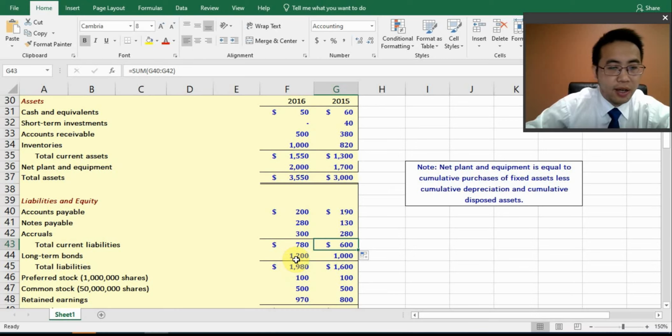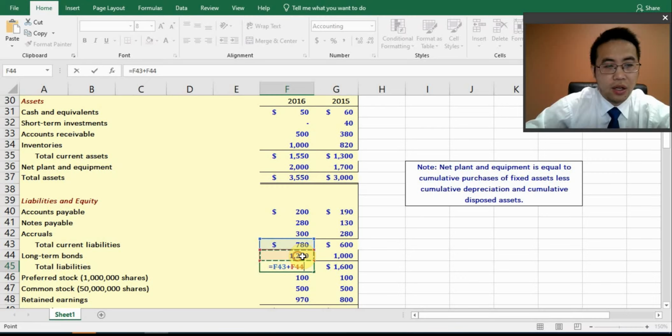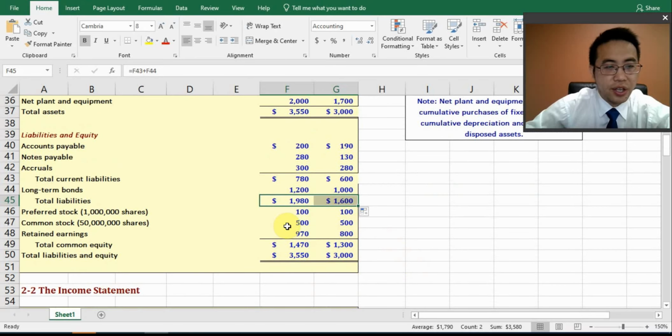And then we have the long-term bonds. We don't have much information about it, so just leave it as a number. For total liabilities, it is the total current liabilities plus the long-term bonds, and then just move to the right. And you also see the preferred stock shares in a dollar figure and common stock shares in a dollar figure, and we don't have information, so we just leave them as they are.